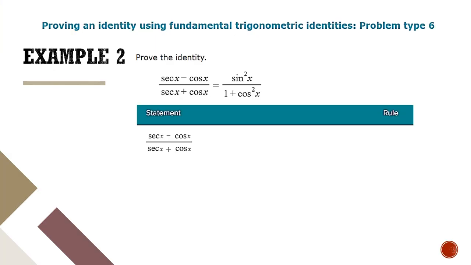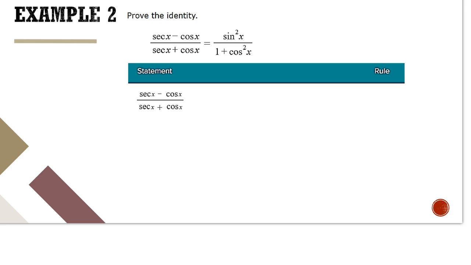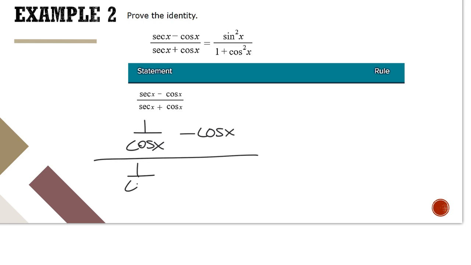So let's do another one here. It gets a little bit more complex because there's a lot of stuff you'll have to do. I'm going to rewrite everything as sines or cosines. So let's do some algebra. Let's rewrite secant as 1 over cosine of x, and then we still have minus cosine of x. That's just the top of that fraction, all divided by, well, secant again is 1 over cosine of x, and then we have plus cosine of x. So that is just some algebra that we're doing.